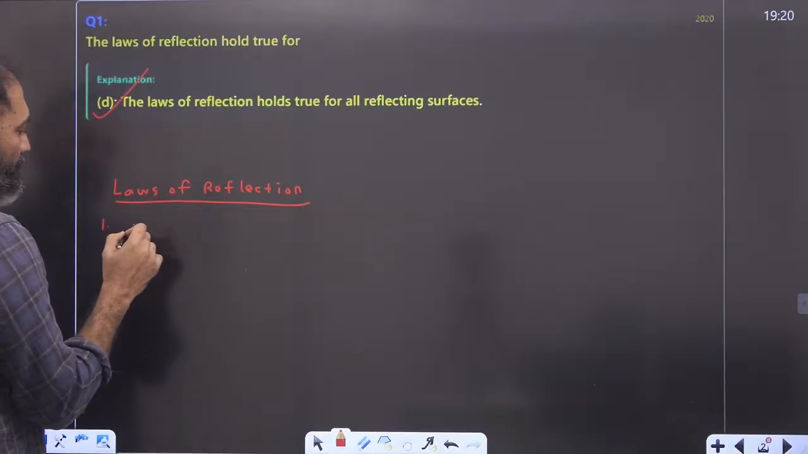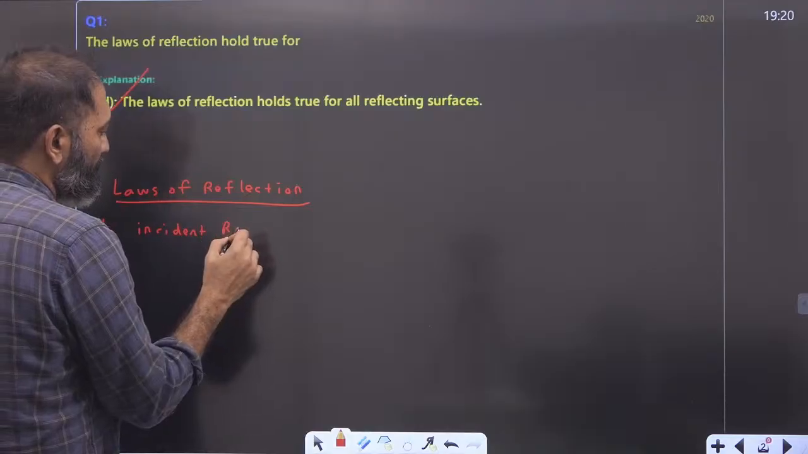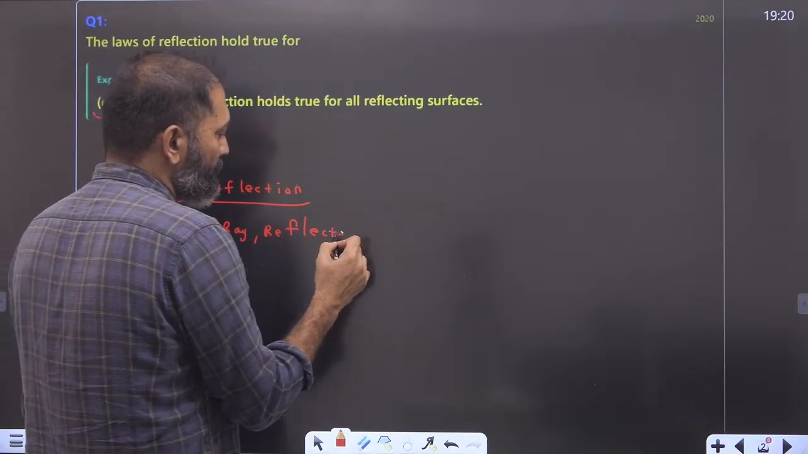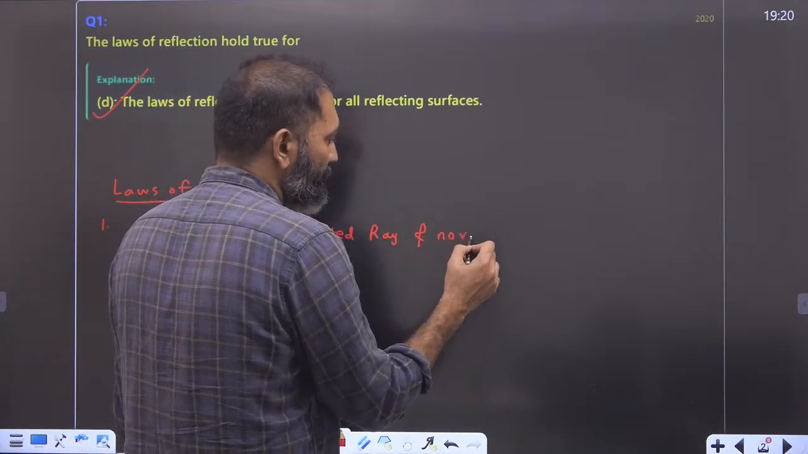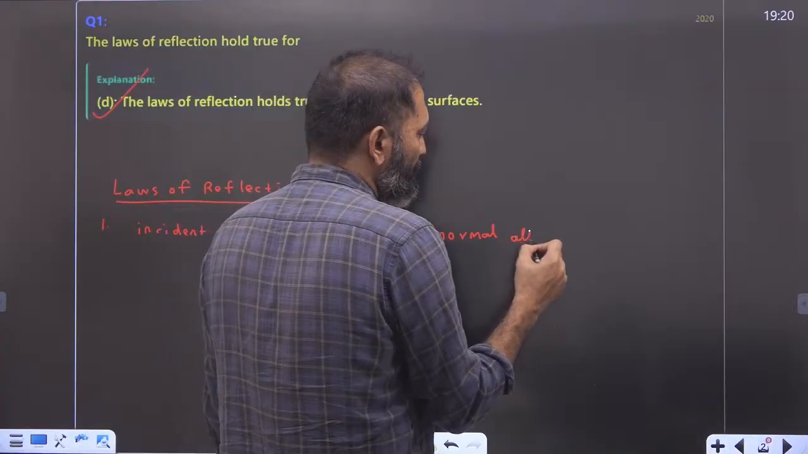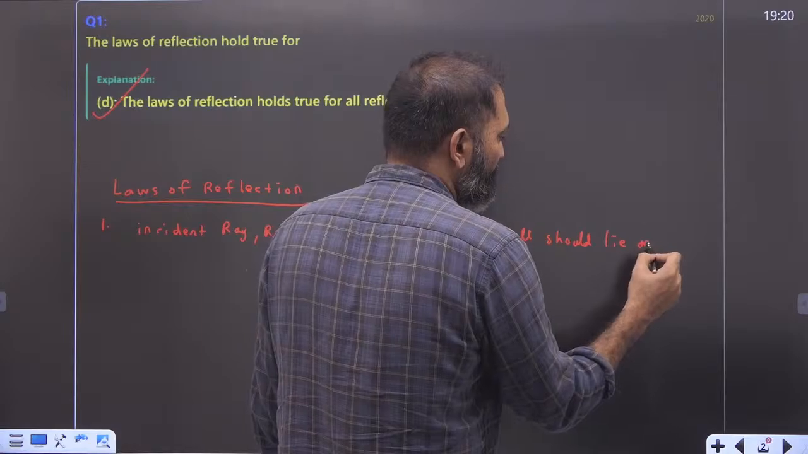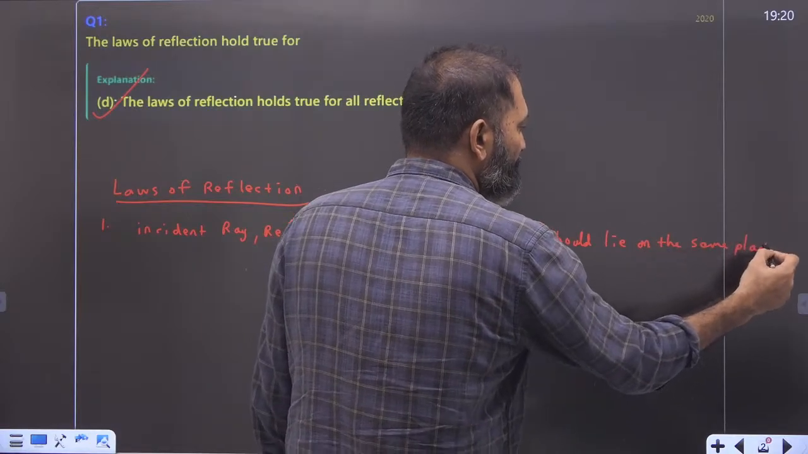First one, incident ray, reflected ray, and normal all should lie on the same plane. On the same plane. And what is the second law?